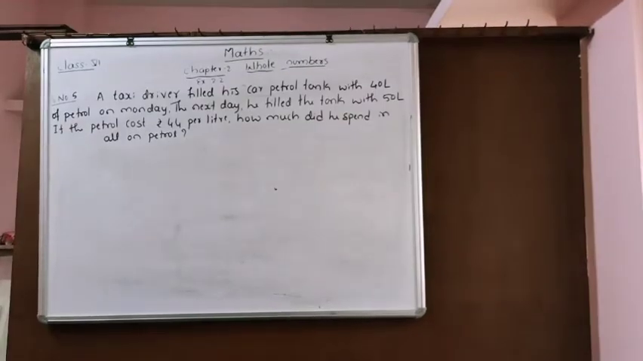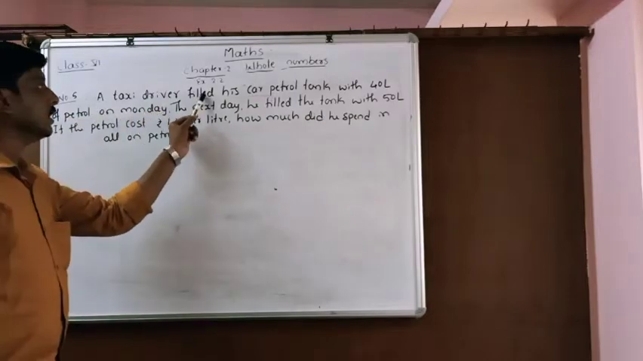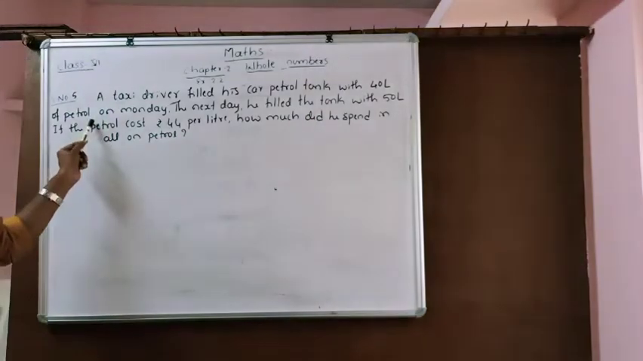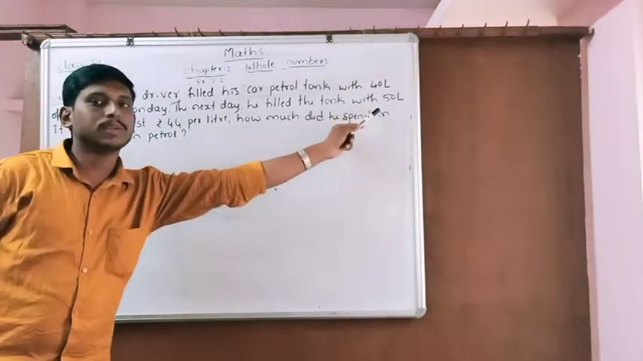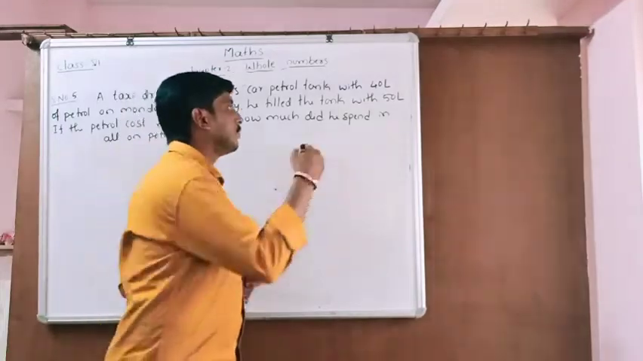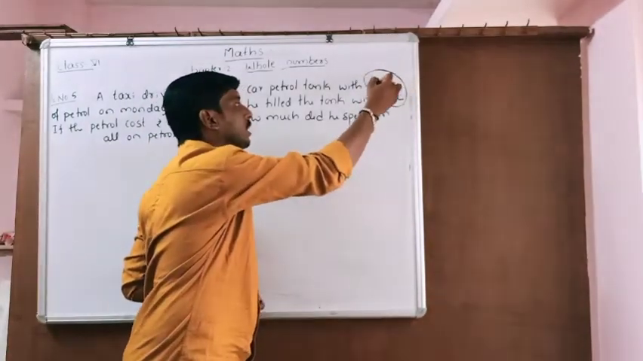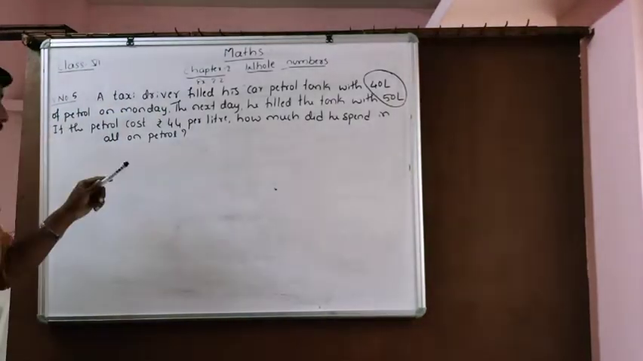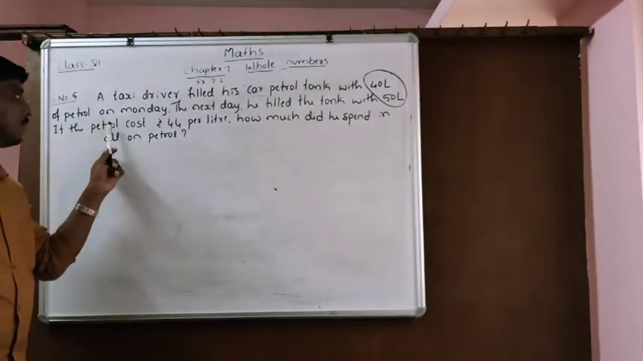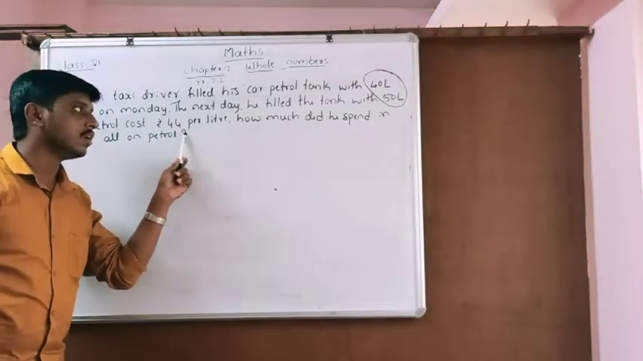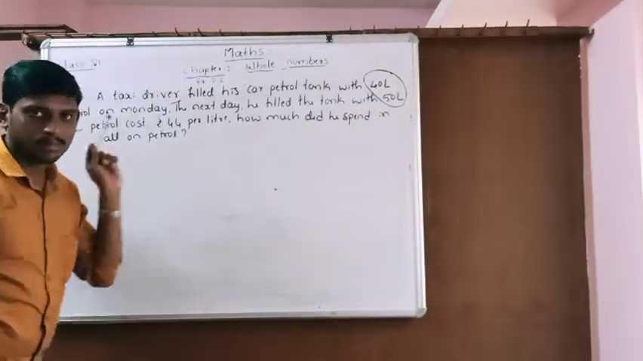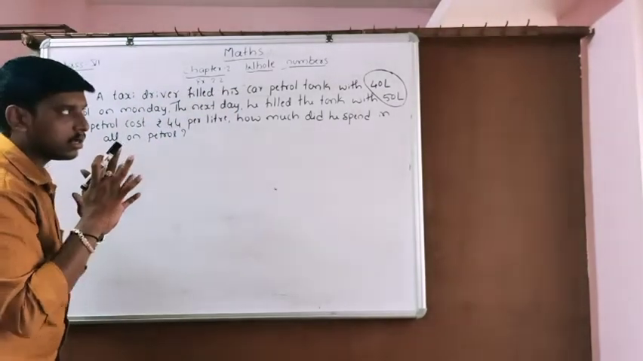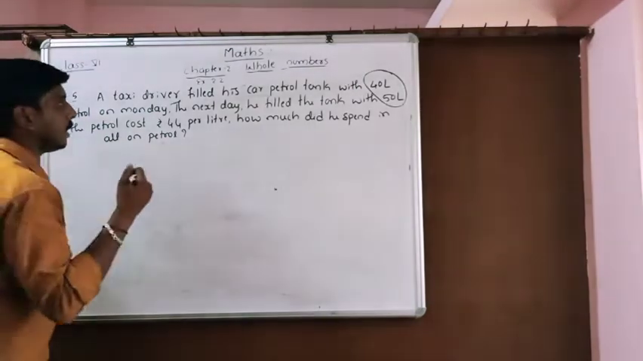Okay, the next question is, a taxi driver filled his car petrol tank with 40 liters on the first day, means Monday, and the next day he filled the tank with 50 liters. So total how much petrol he filled? So here add these two, 40 plus 50. So total 90 liters of petrol he filled. Then if the cost of petrol per liter is rupees 44, find the total amount he spent on petrol. Okay, very simple question. First you add up the total petrol he filled.